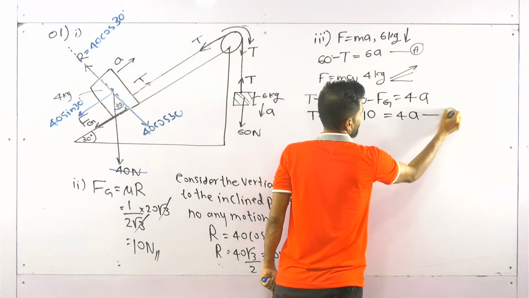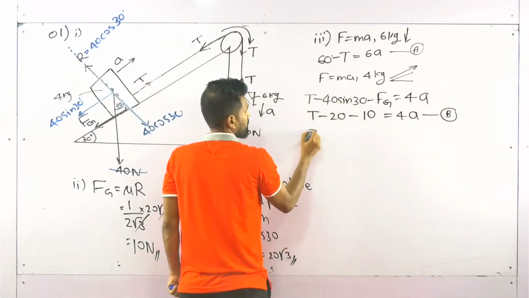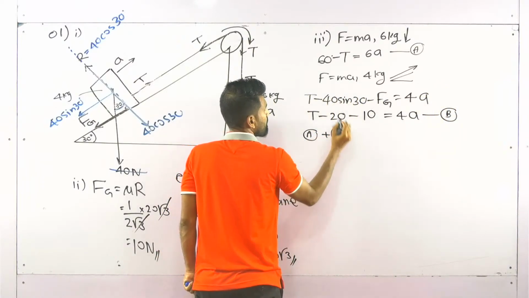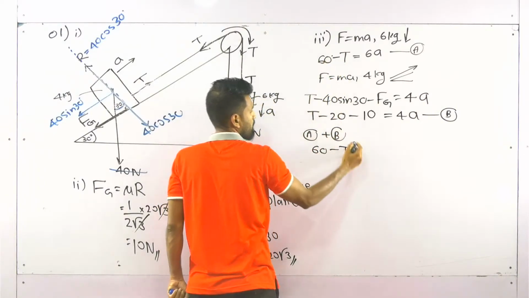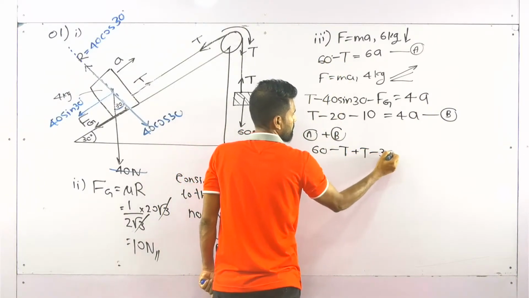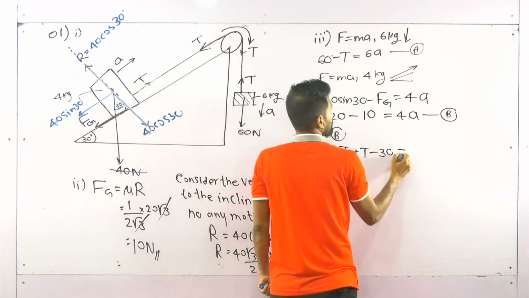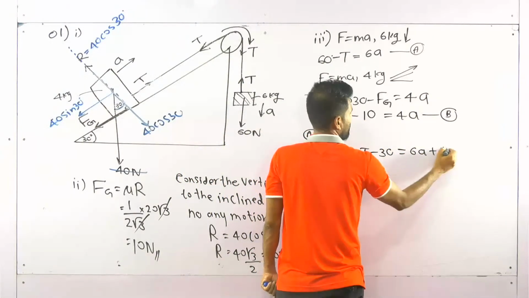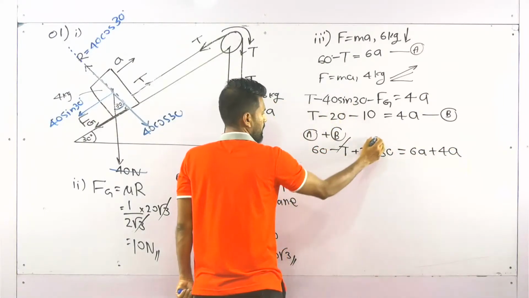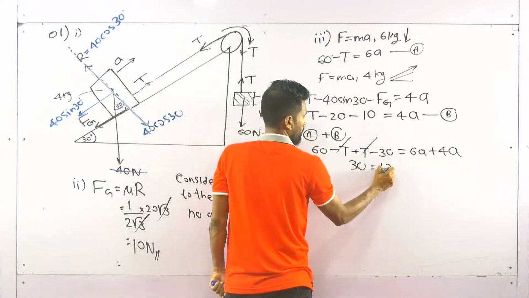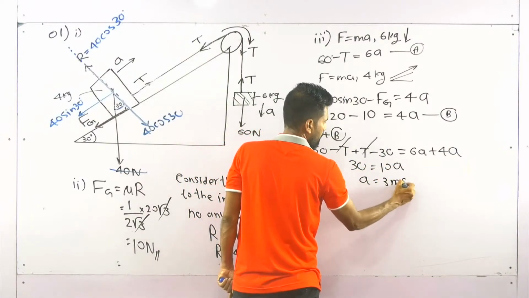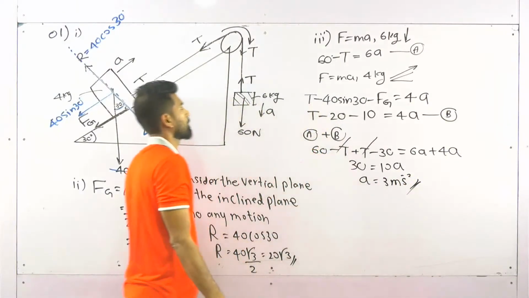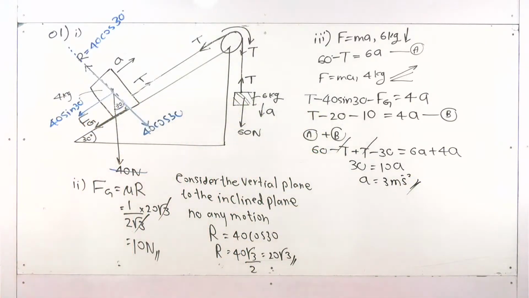It's equation B. I'm adding these two equations, A plus B. 60 minus T from here plus T minus 30 is equal to 6A plus 4A. T will cancel out. 30 is equal to 10A and acceleration is equal to 3 meters per square second. Okay, that's part 3.